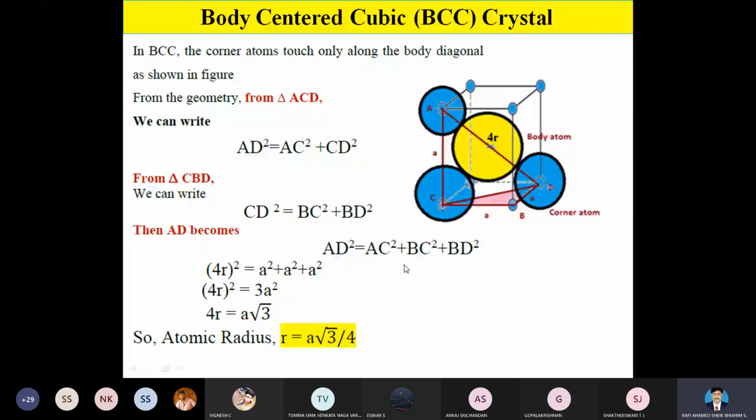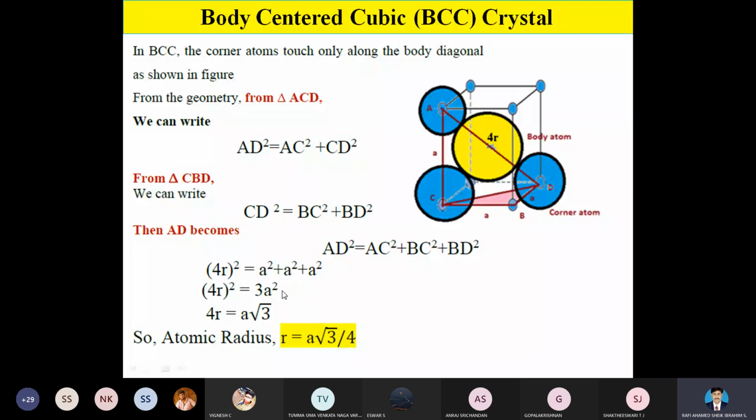Then we have to substitute the values here. AD is equal to 4R. So 4R the whole square equals AC, which is A square, plus BC, A square, and BD, A square. This A is nothing but the side of the cube, a constant A. So 4R the whole square is equal to A square plus A square plus A square. 4R the whole square is equal to 3A square.